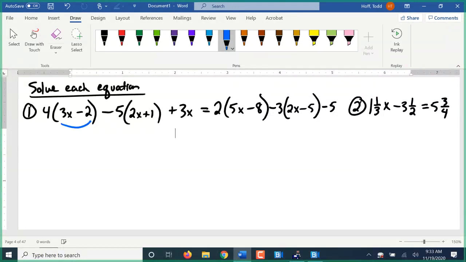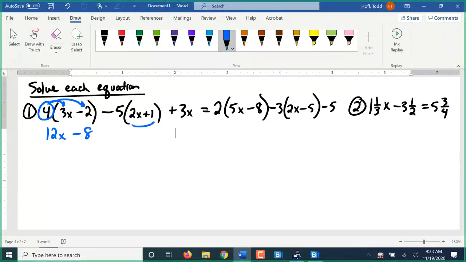So we look at this one. There's nothing we can do inside there. 3x and negative 2 cannot be combined. So we'll multiply by the 4. 4 times 3x is 12x. 4 times negative 2 is negative 8.